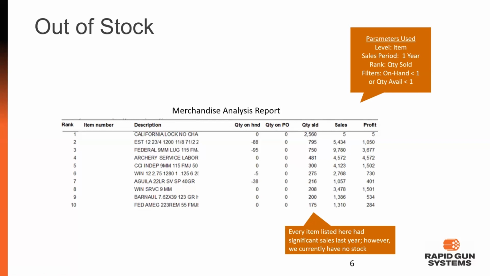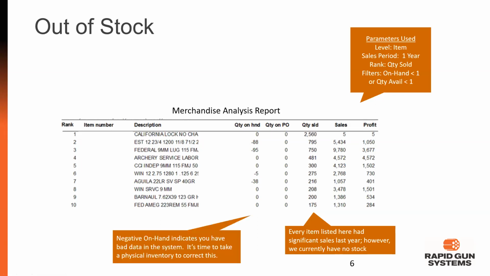What we're seeing here is that these are all items at the top of the report. These items are things that we had significant sales on, but we are absolutely out of stock. So we should be paying attention to this and putting in purchase orders right away to get these items restocked.